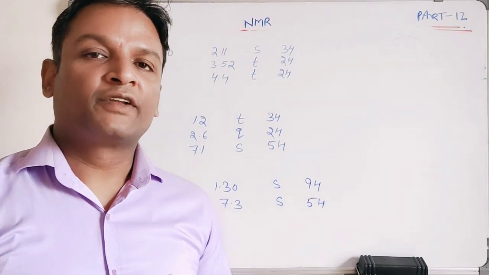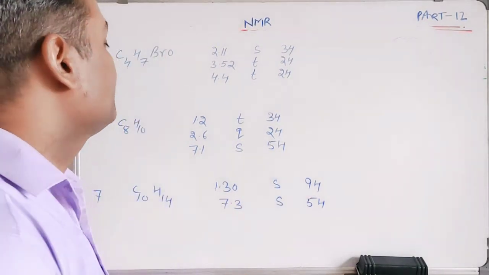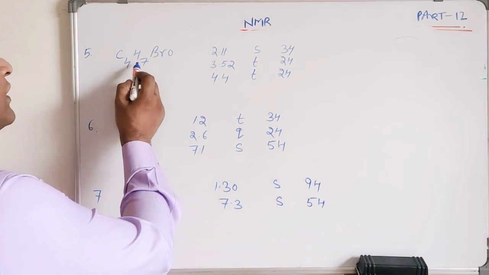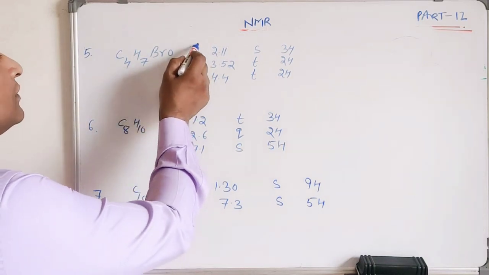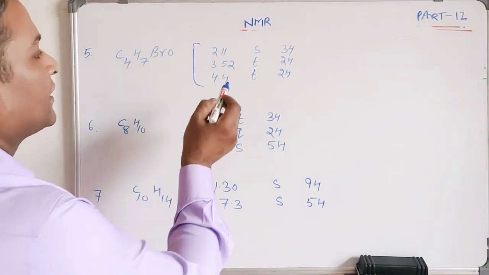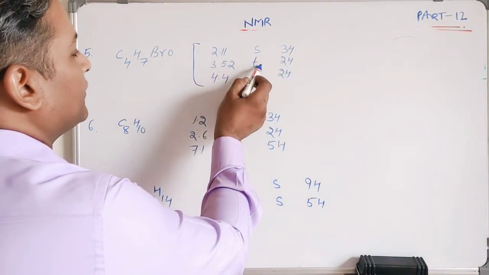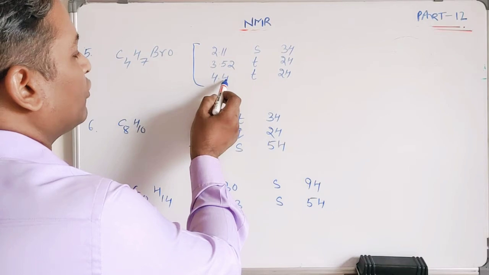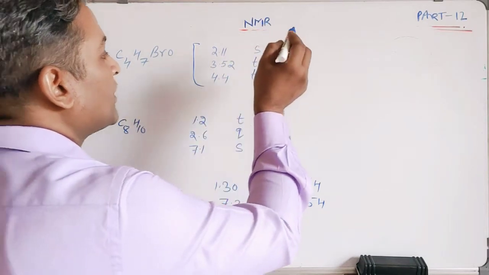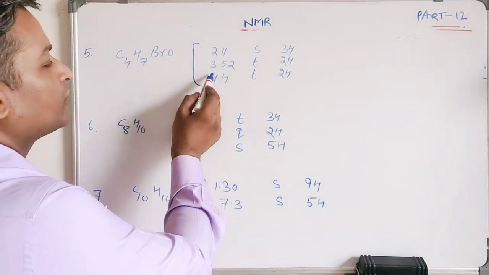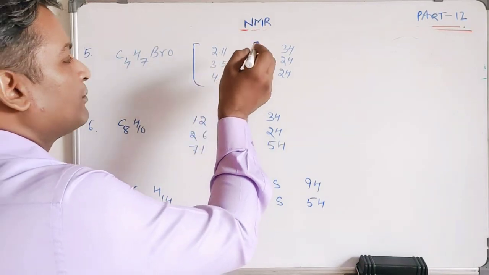So we are ready with more examples. You can see here C4H7BrO. This is the spectral data: 2.1 singlet for 3 protons, 3.5 triplet for 2 protons, 4.4 triplet for 2 protons. It means, as you can see here, it is almost entirely the aliphatic region. There is no aromatic compound in this case.